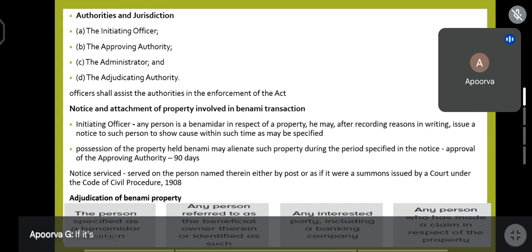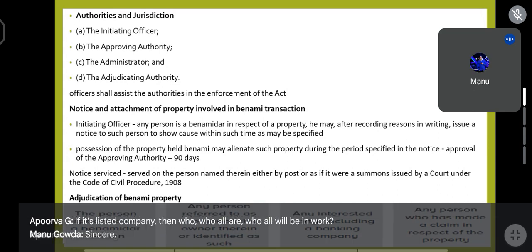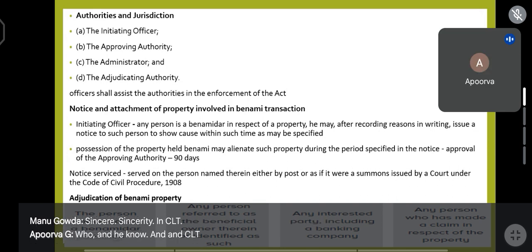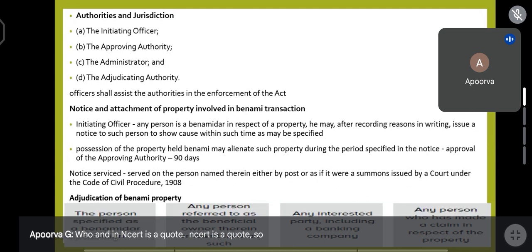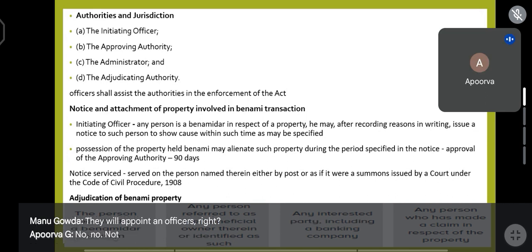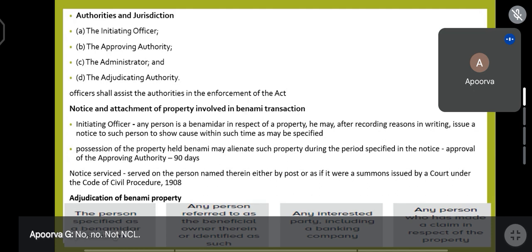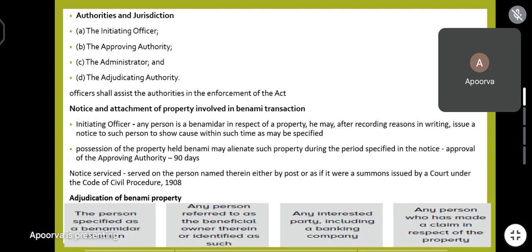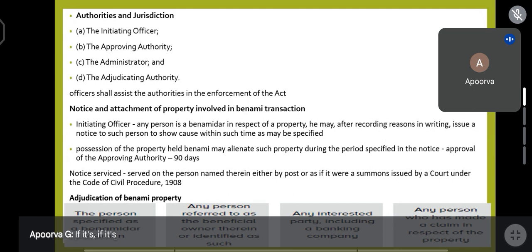If it's a listed company, then who all will be involved? NCLT. NCLT is a court, so they will not get involved. They will appoint an officer, right? No, not NCLT. If it's a listed entity, who are the parties involved? Stock exchange? Can it be possible?